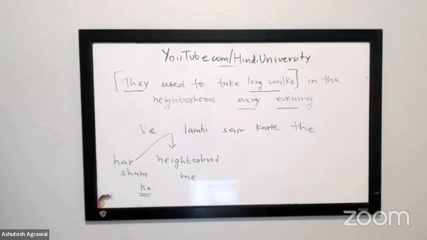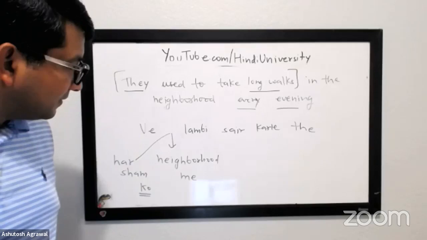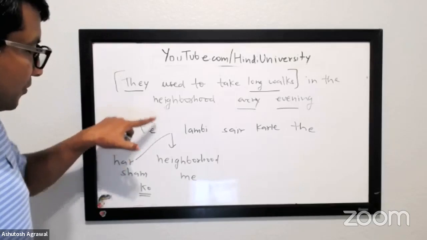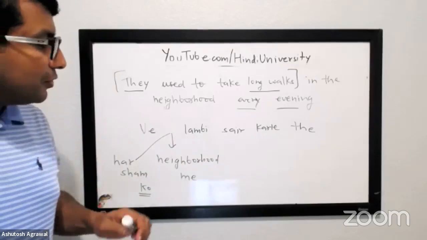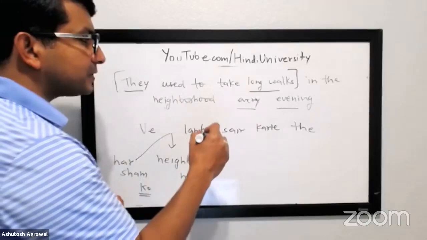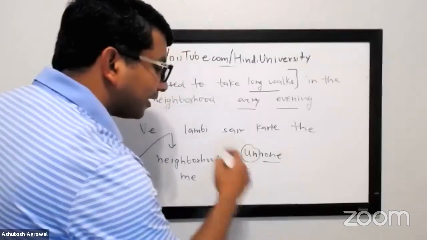Ashuji, would that make the ve an unhone or not? Which one? The fact that it's sham ko? Even if you were to change it, it's going to be what is following after that, not what is coming before that. If you were to use this in a different way, which is basically they walked in the neighborhood, then unhone, because there's a ne, will come after. You see that? Unhone lambi walk li.